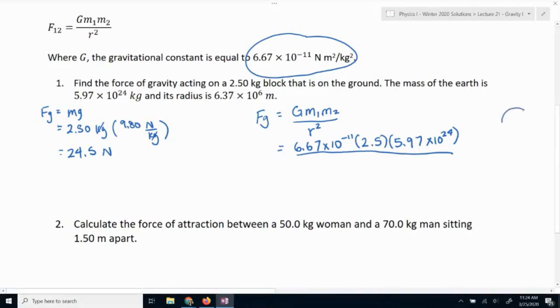So here's the Earth, and here's the block sitting on the surface of the Earth. What would we put in for R, the distance between the center of the block and the center of the Earth?